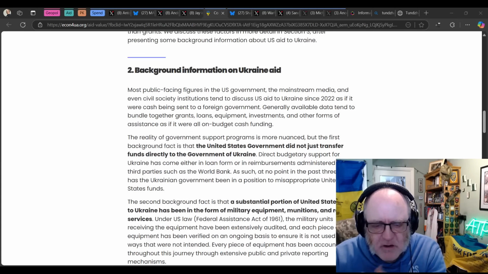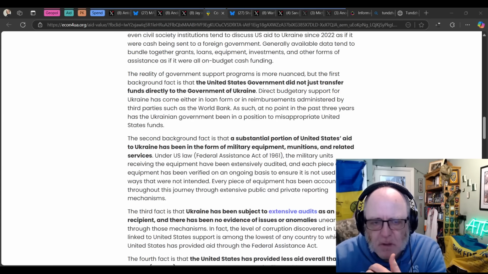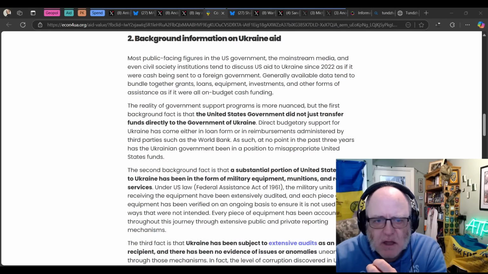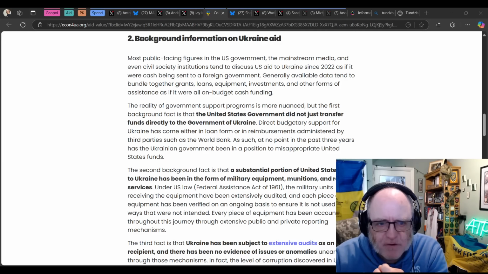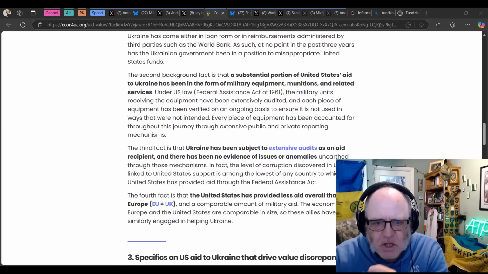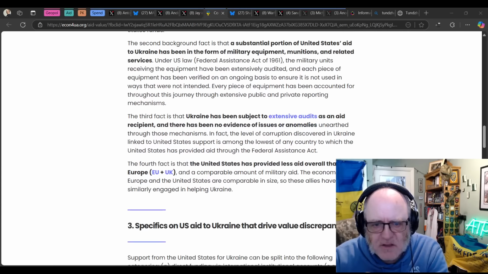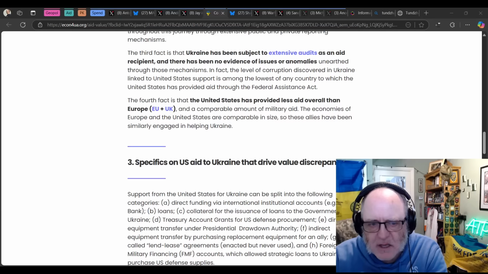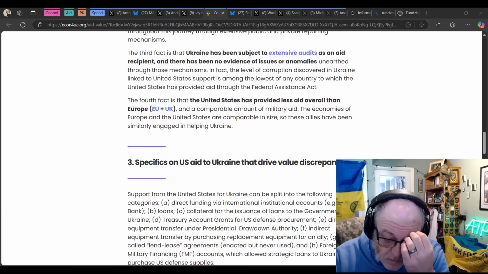And then in the background information, I'm just going to pick out these statements, as they're written in bold. The United States government did not just transfer funds directly to the government of Ukraine. A substantial portion of the United States aid to Ukraine has been in the form of military equipment, munitions and related services. Ukraine has been subject to extensive audits as an aid recipient. There's been no evidence of issues or anomalies, and the United States has provided less aid overall than Europe, which is the EU plus UK, and I guess plus Norway as well.